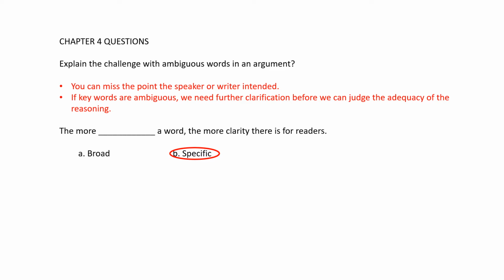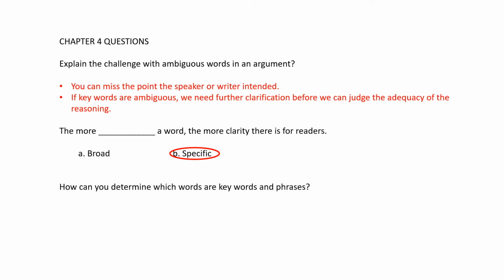But when a writer is vague, unclear, or ambiguous, or the word is broad, too general, then it leaves room for interpretation, and many times different types of interpretation also. And then when you have different interpretations, that can lead to misunderstanding or you missing the point of what the writer is trying to say.